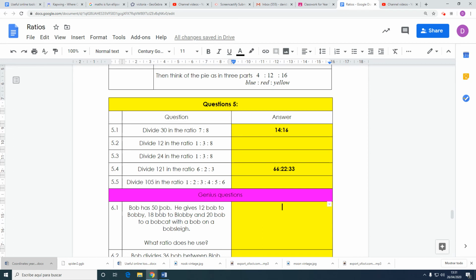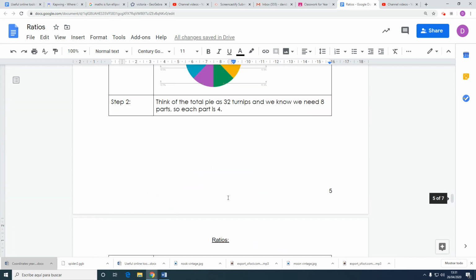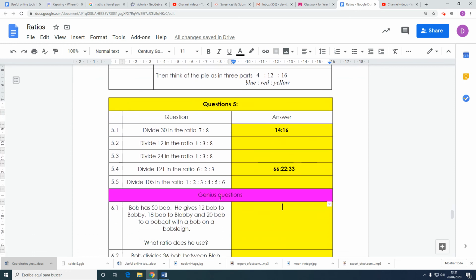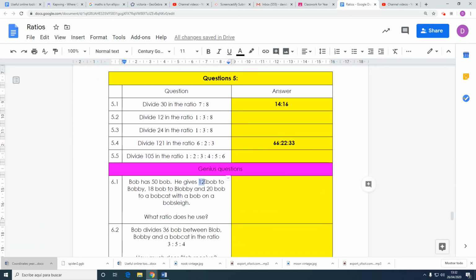So the whole circle is 50 bob. How many pieces do I need? Well, I've got to give 12 to Bobby, 18 to Blobby, and 20 to a bobcat. So 12 plus 18, 30, 30 plus 20 is 50. So there's going to be 50 pieces. And because the whole circle is 50, one piece is going to be 1.